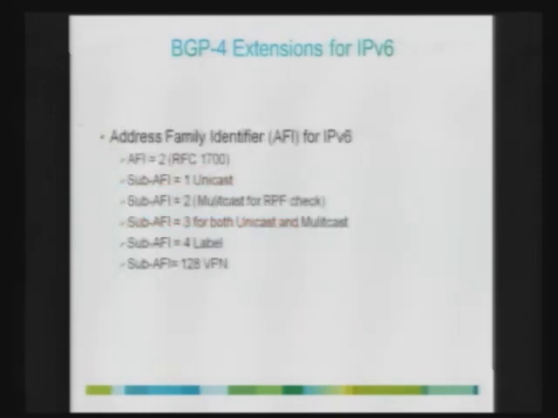And looking into the details, there is an address family identifier defined for IPv6. The AFI ID is 2. There is a corresponding RFC which talks about it in detail. And then there are sub-identifiers under that IPv6 AFI for unicast or multicast, or if it is using both unicast and multicast, etc.